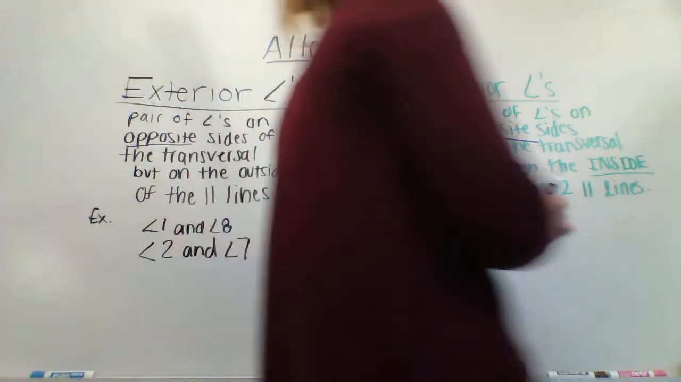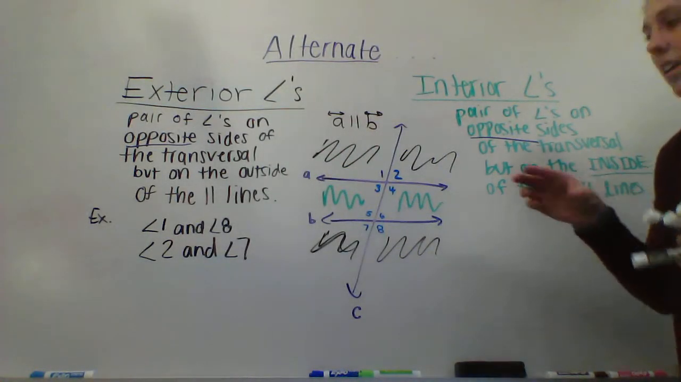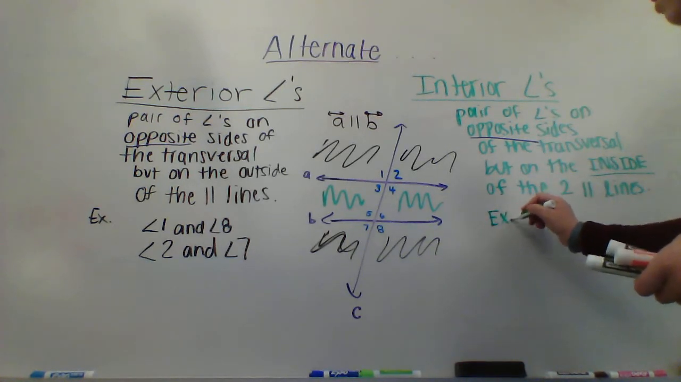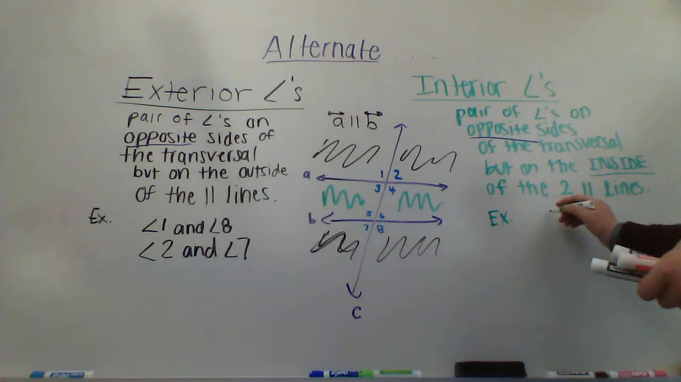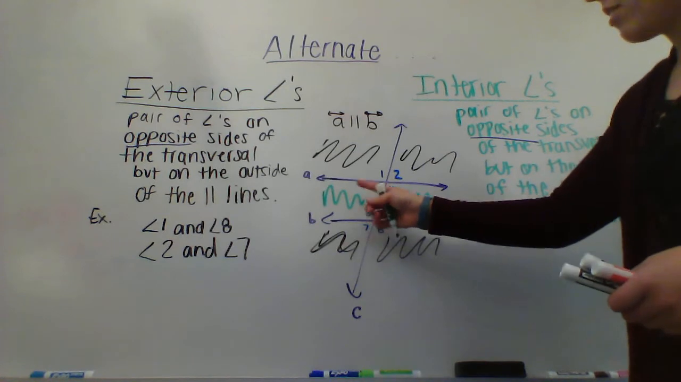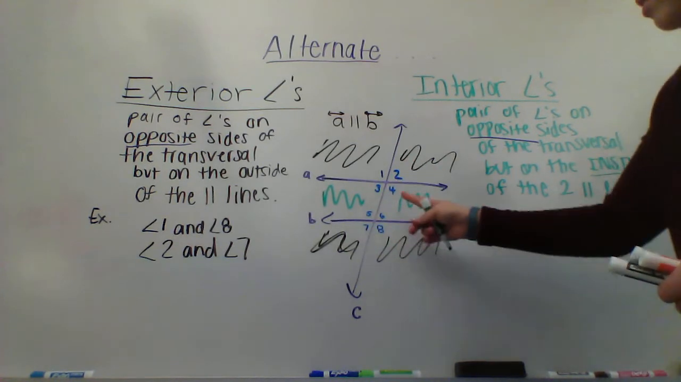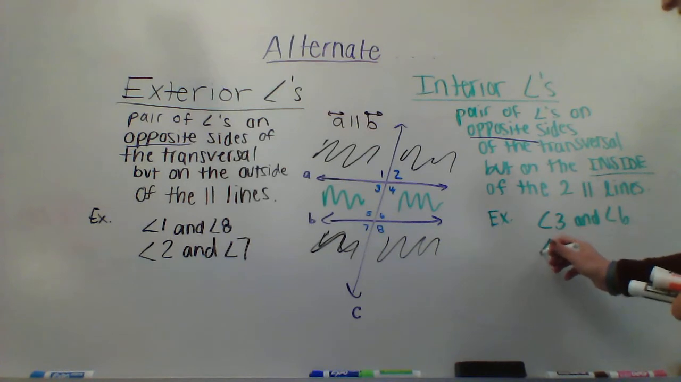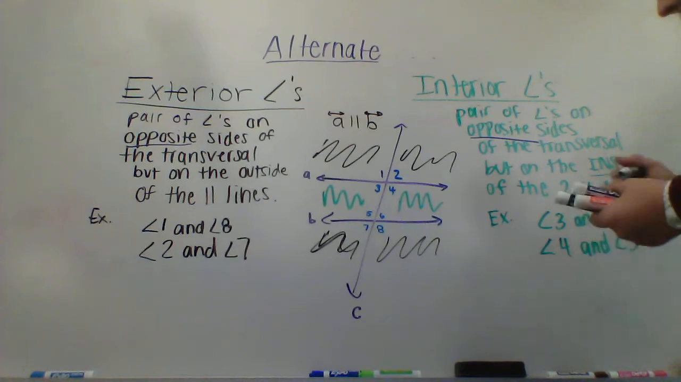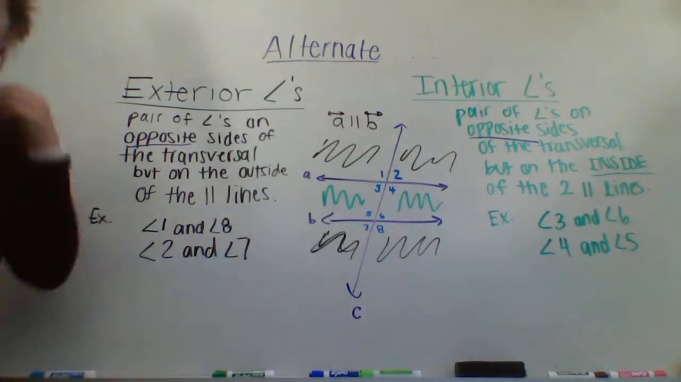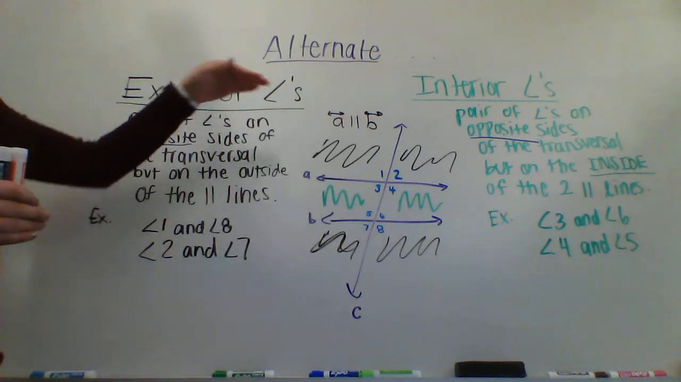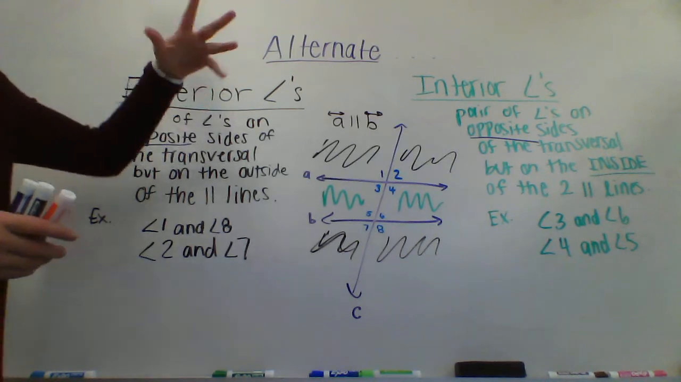So if I come over here, we do the same thing, but on the inside of the two parallel lines, because we're on the interior now. So an example of these would be angles 3 and 6. Here's one on my left side of the transversal, here's one on my right side of the transversal. They're alternate, so 3 and 6 are alternate interior angles. And angles 4 and 5. So alternate means opposite, and exterior is on the outside, and interior is on the inside.